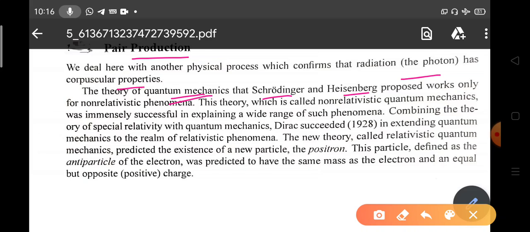It was only successfully described by Dirac, because he gave the relativistic quantum theory in 1928, and he predicted that if there is an electron, there should be an antiparticle of equal mass and opposite charge, and he named this particle the positron. So this particle, defined as the antiparticle of the electron, was predicted to have the same mass as the electron and an equal but opposite, meaning positive, charge. Now the pair production phenomenon can only be described considering relativistic quantum mechanics.